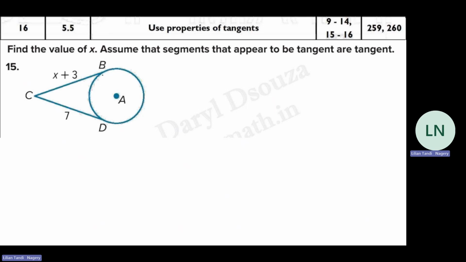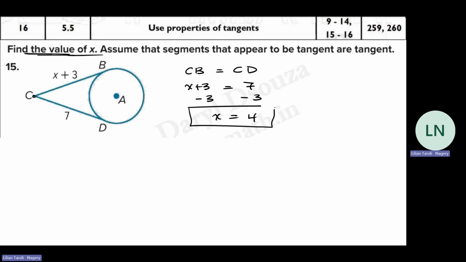Another Kanun says when tangents meet outside at one point, both tangents are congruent. So CB is congruent to CD. CB is x plus 3. CD is 7. Subtract 3 on both sides. X is 4. And that is what the question wants me to do, to find x. Okay? And I box my answer.